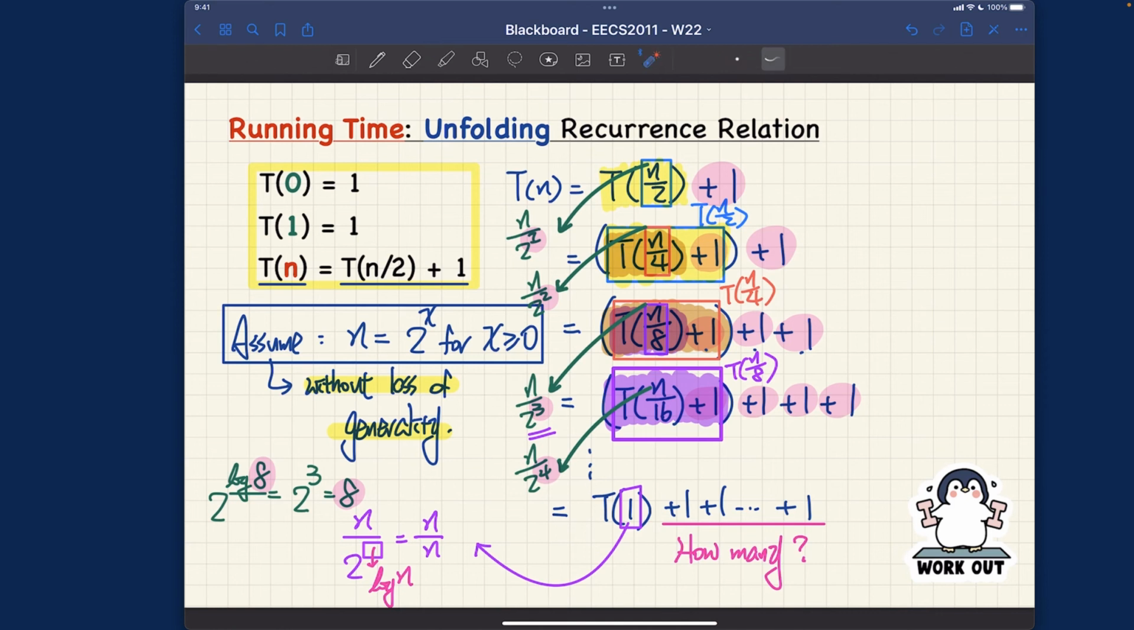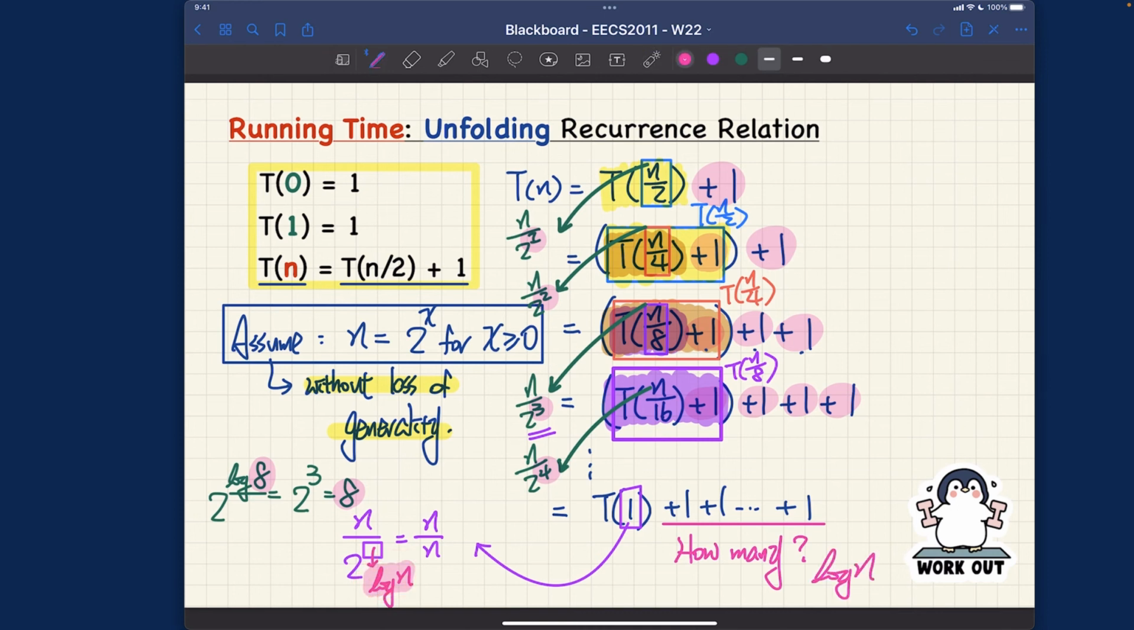Alrighty, so let's not lose the big picture. The 1 over here has been rewritten as n over 2 to the power of log n. You can see this log n over here is pretty much like the earlier exponents we have seen, which is 4, 3, 2, and 1. So now, how many plus 1s should we have? Well, it depends on the exponent over here. So that should be log n. So that's the final answer.